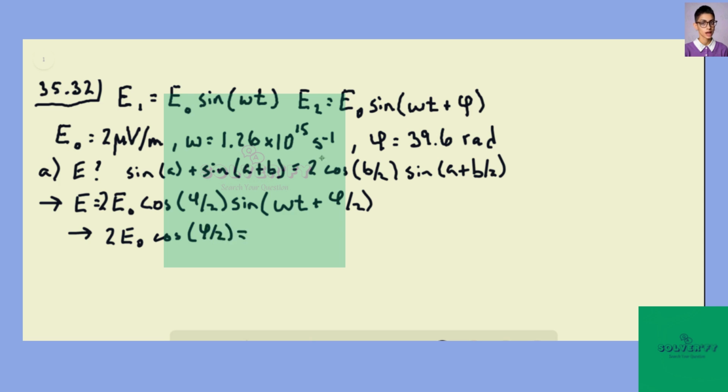And just putting in all of our numbers, we find that this is 2.33 microvolts per meter. So it's slightly higher than the original amplitude of both waves.